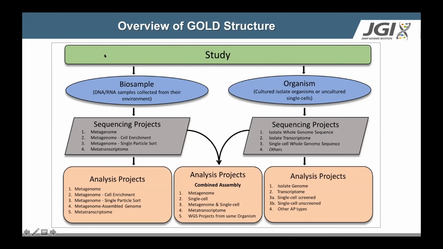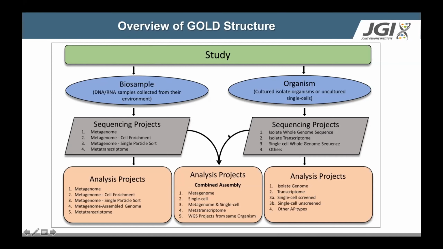Under the study, we have biosample or organism entities. Biosamples represent the environmental samples you collect from the field or from a subject in case of host-associated metagenomes, either a plant or an animal. And the organism entity is used to define individual living things like plants, fungi, bacteria, or viruses. And this also includes single cell organisms.